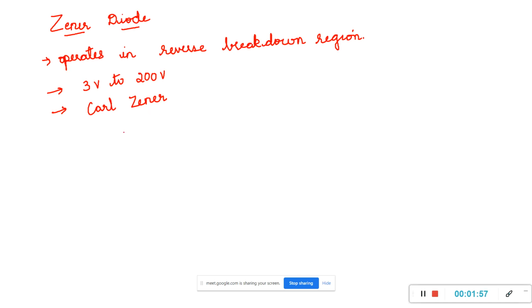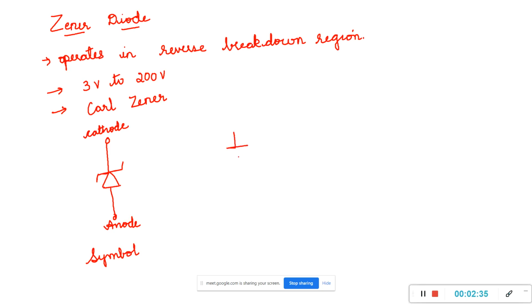So I'll be drawing the symbol of the Zener diode. Just look at it, all of you. So this is the Zener diode symbol having cathode and anode. It's a symbol of the Zener diode.